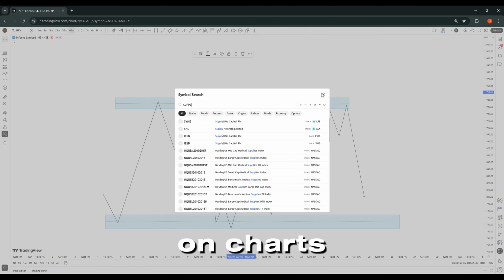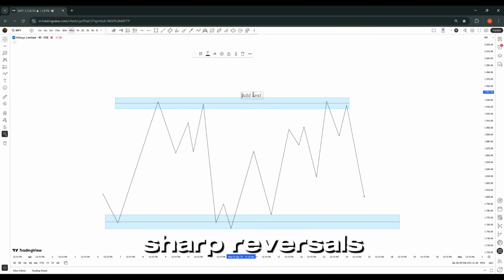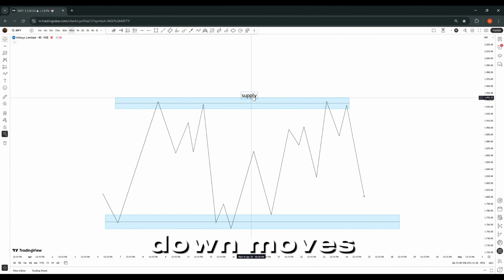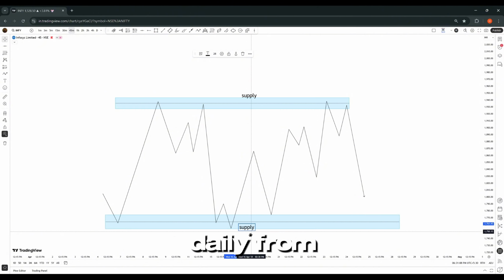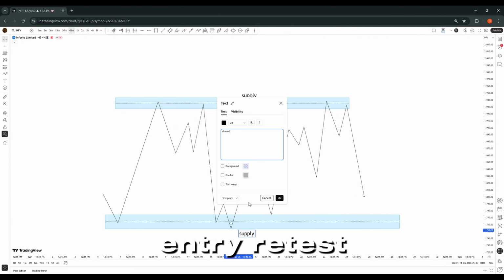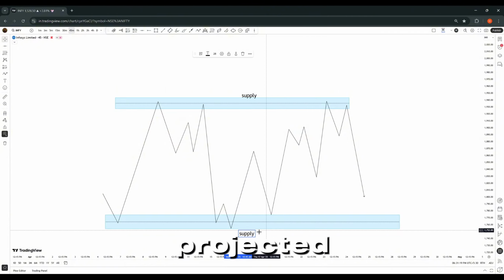Identify: on charts, mark bases with sharp reversals and volume. Demand: below up moves. Supply: above down moves. Use multiple time frames: daily for Nifty zones, 5 min for entries. Entry: retest demand, buy on a bullish candle. Stop below the zone. Target the opposing supply or the measured zone width projected.